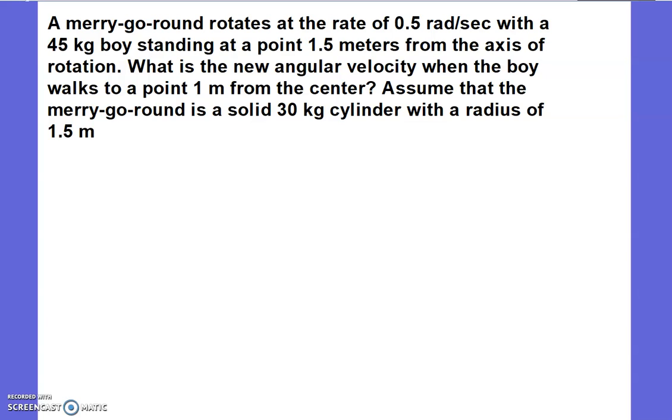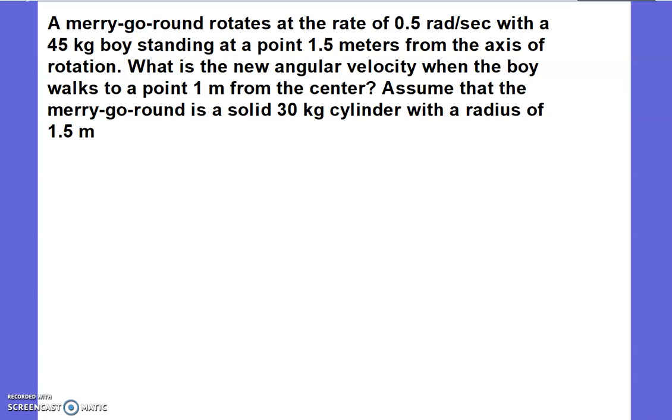In this problem, we have a merry-go-round that rotates at the rate of 0.5 radians per second with a 45 kilogram boy standing at a point 1.5 meters from the axis of rotation. What is the new angular velocity when the boy walks to a point 1 meter from the center? It says to assume that the merry-go-round is a solid 30 kilogram cylinder with a radius of 1.5 meters.